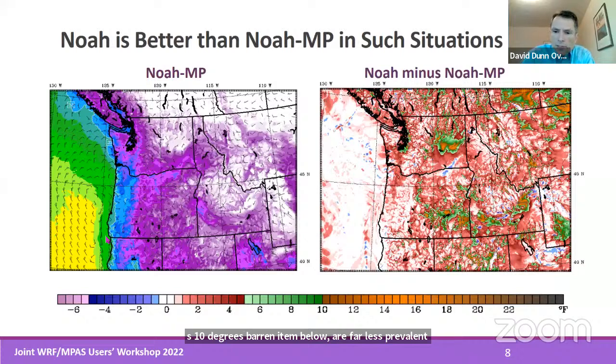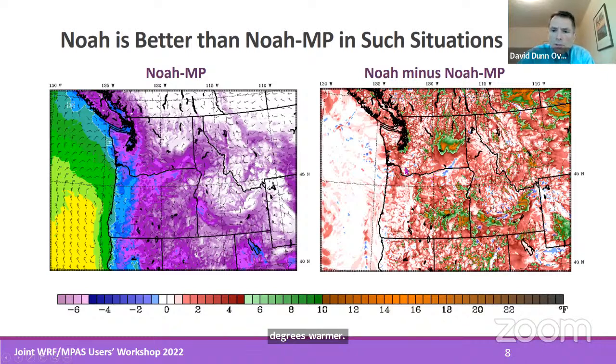Plotting the differences, NOAA minus MP on the right now shows many locations warmer in NOAA, with reds being 1 to 5 degrees warmer, greens, as seen in the lowlands, 5 to 10 degrees warmer, and even into the browns, which are 10 to 20 degrees warmer.